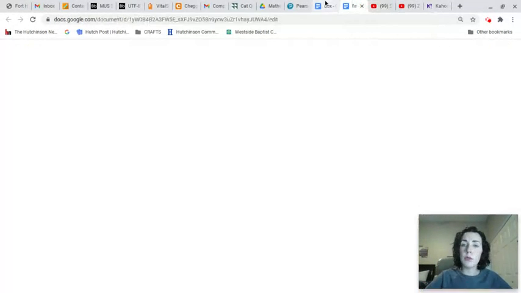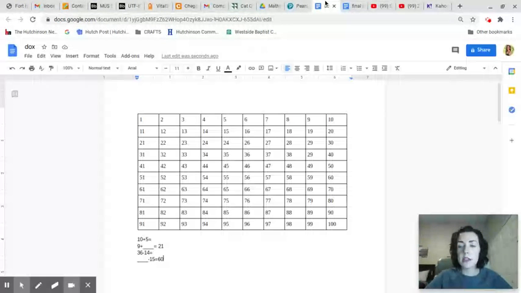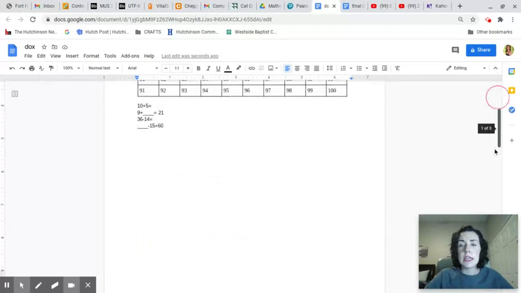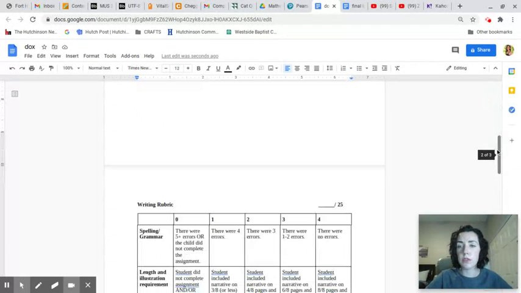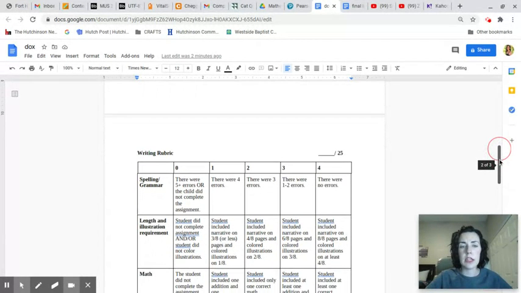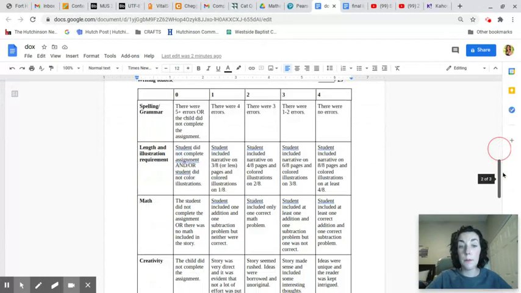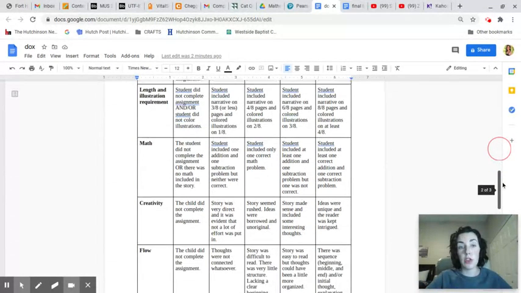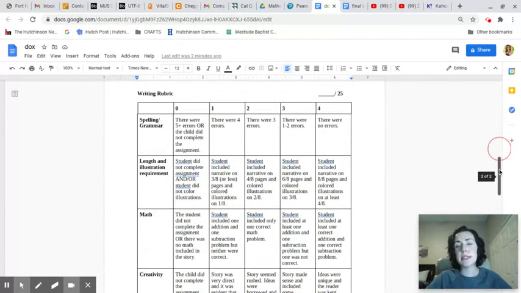And so I have a rubric. I always like to go over rubrics with my students first. They would be tested in a few different categories here: spelling and grammar, length and illustration requirement, math, creativity, and flow. So I would share this with them. I'd say to get 4s, this is what I'm expecting of you.